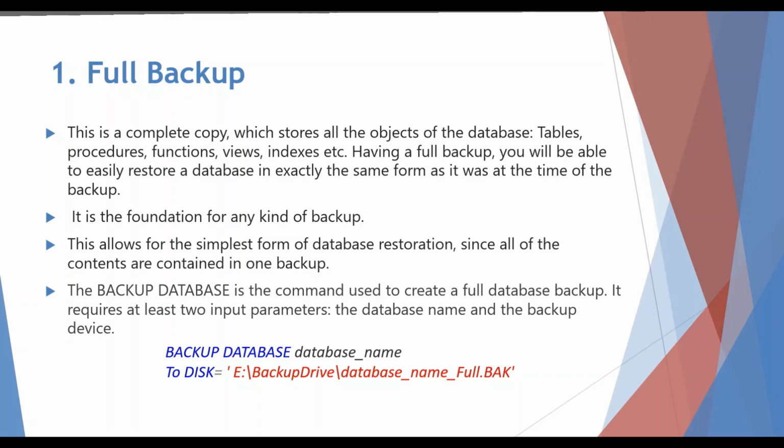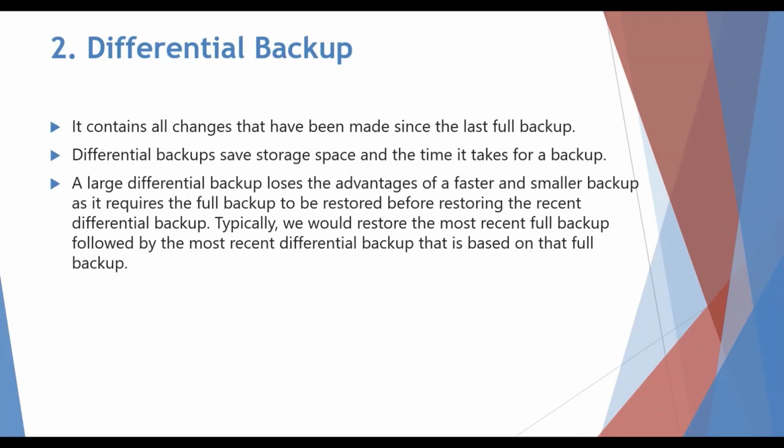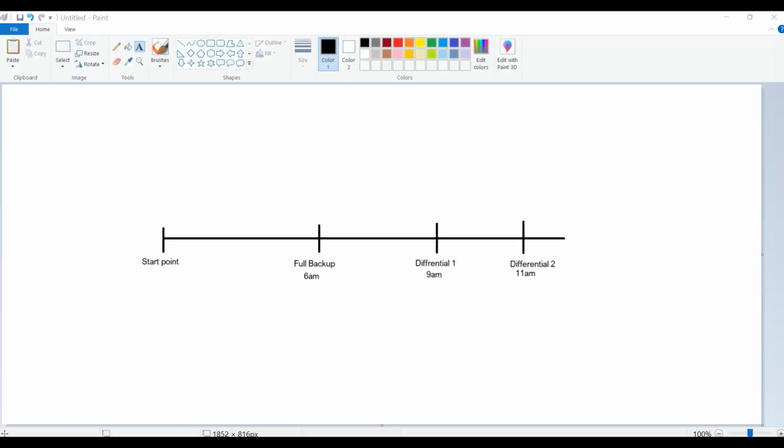Okay, next one, differential backup. It contains all changes that have been made since the last full backup. I'll show you with a simple example. So let us consider we have taken a database full backup at 6 a.m. in the morning. Okay, so this full backup contains the data from the start point till this point, from the start point to this 6 a.m. is your full backup. Now at 9 a.m. in the morning, I have taken a differential backup. So this differential one, which is taken at 9 a.m., contains data from the last full backup till 9 a.m.